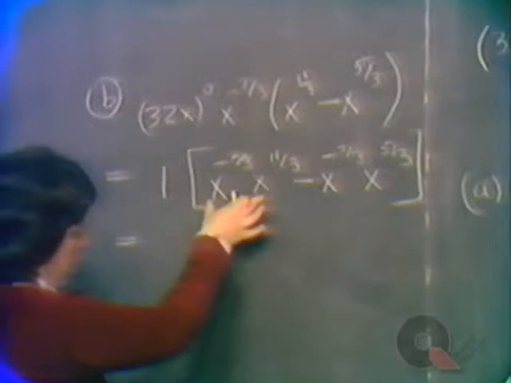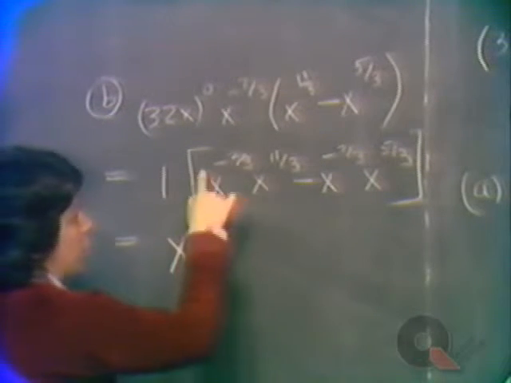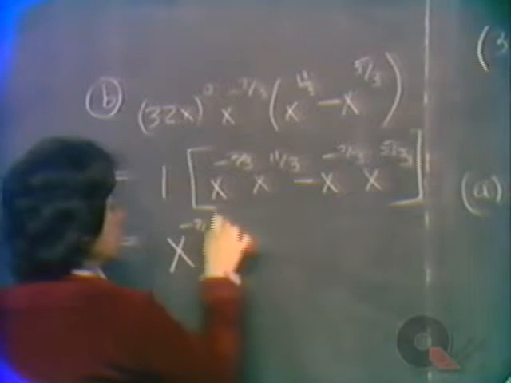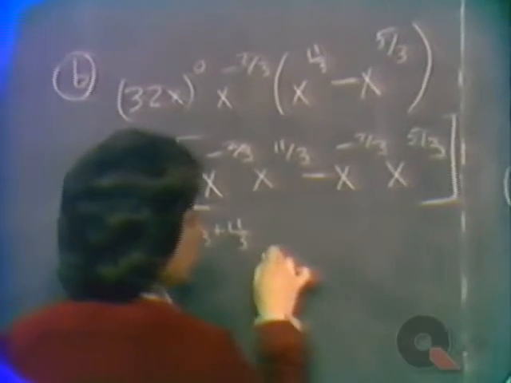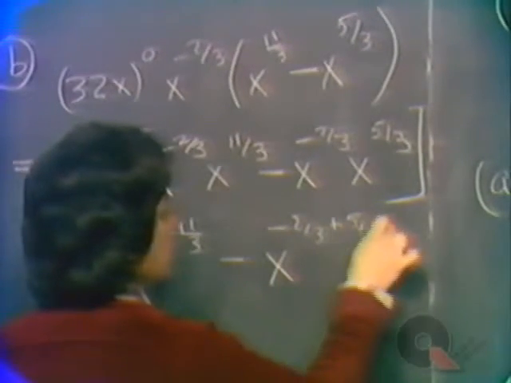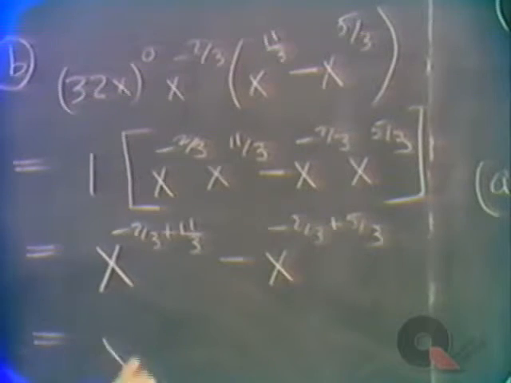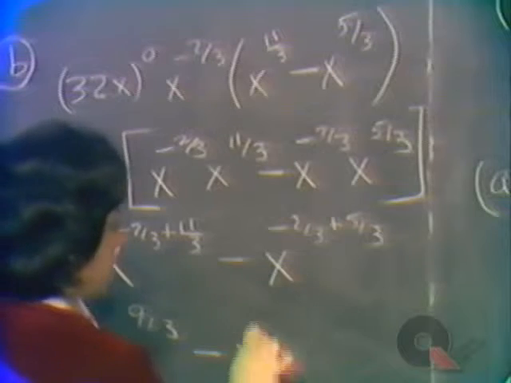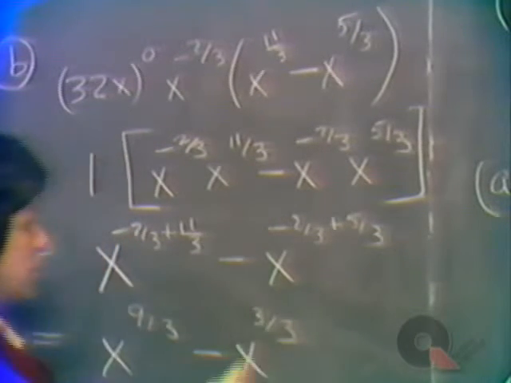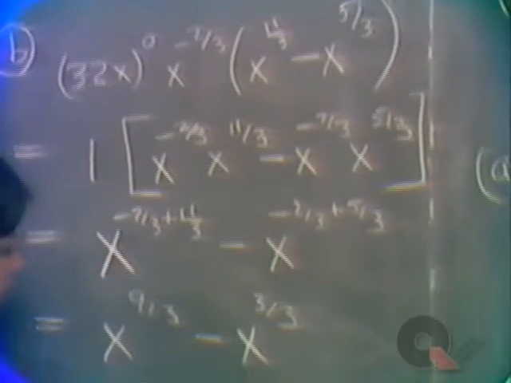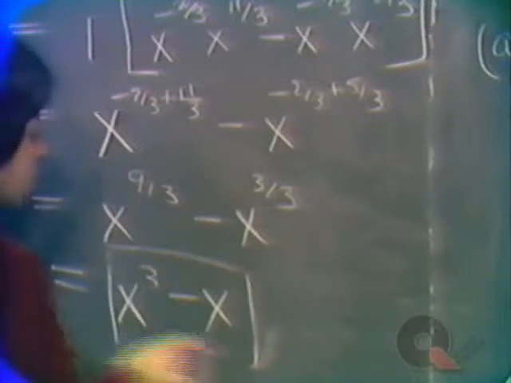When you're multiplying here, we're going to keep the base and add the powers. Minus 2/3 plus 11/3 here, minus 2/3 plus 5/3. So this gives us x to the 9/3, take away x to the 3/3. 11/3 minus 2/3, that's 9/3. 5/3 minus 2/3 is 3/3, giving us a final answer of x cubed minus x to the 1, or just x.